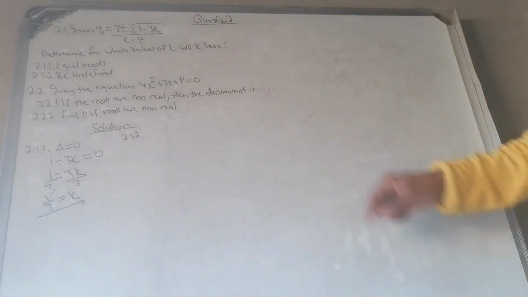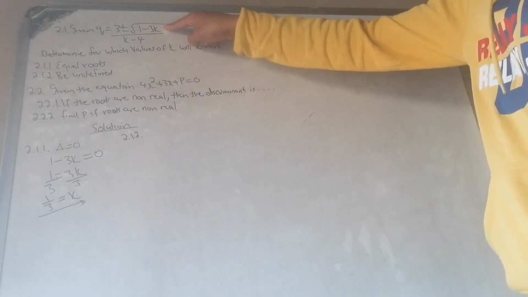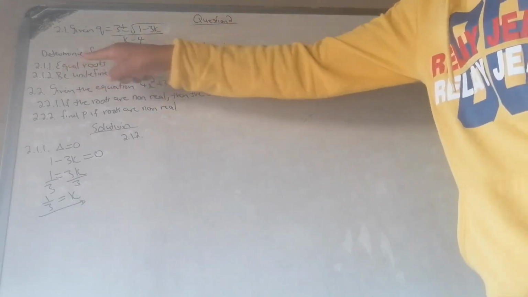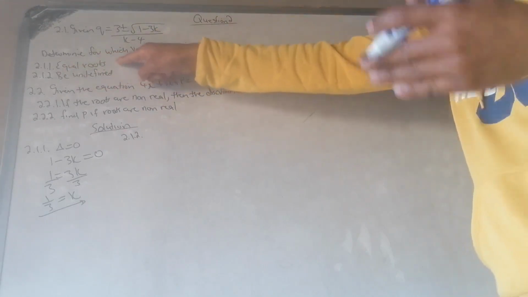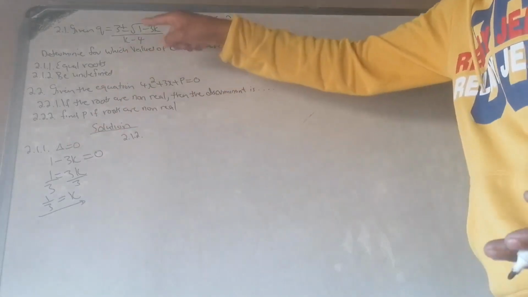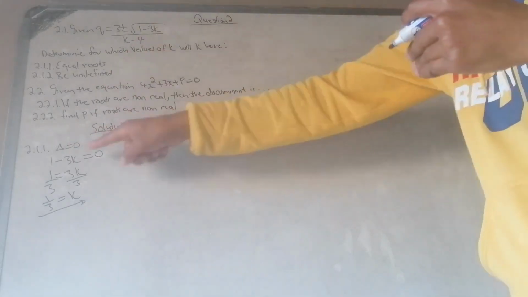The discriminant is the value that is under the square root. If the roots are equal, the discriminant is 0. The value that is under the square root must be equal to 0. That's what we are saying.